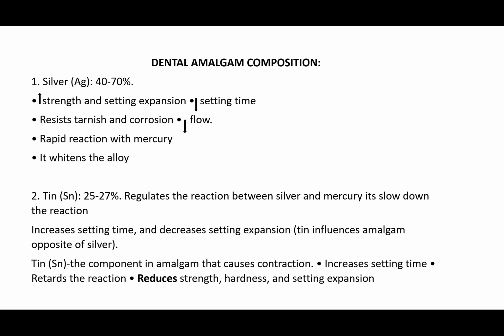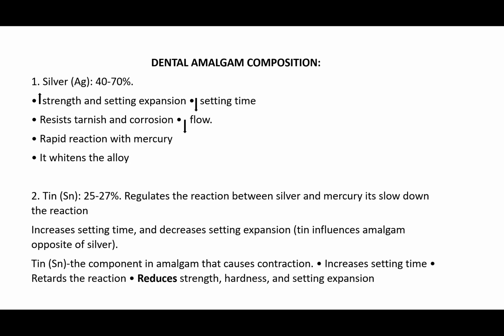Have like disadvantage is increase the setting expansion. That's why we added tin. Before I speak about the tin, silver is present in 40 to 70%. Tin is present in small amount, 25 to 27. It regulates the reaction between silver and mercury. It slows down the reaction.